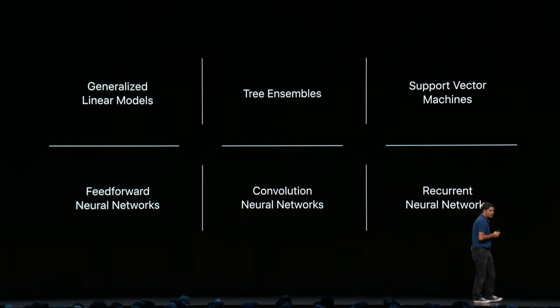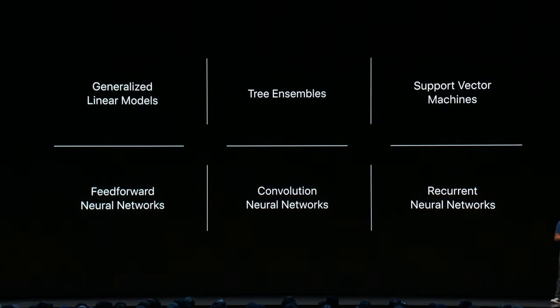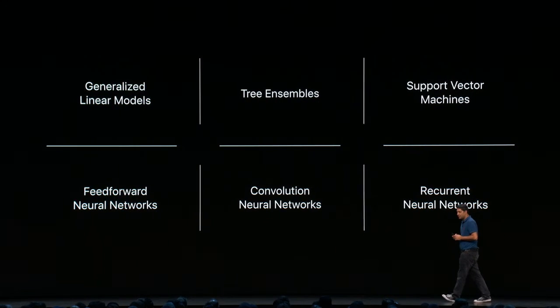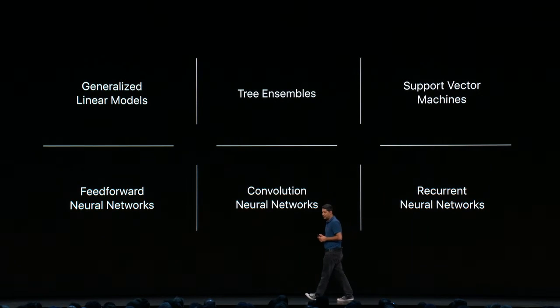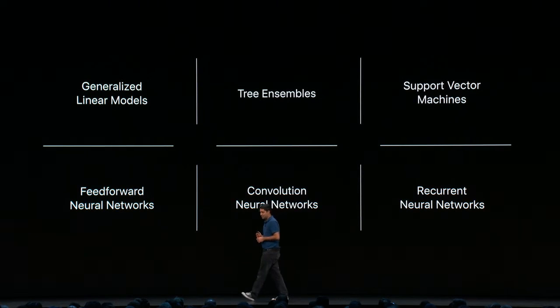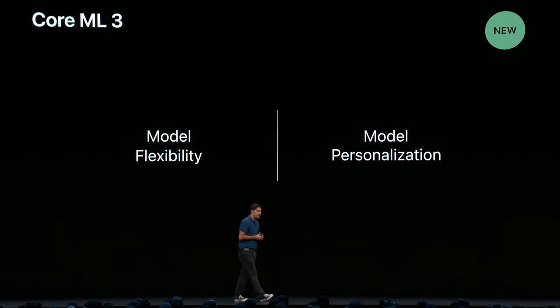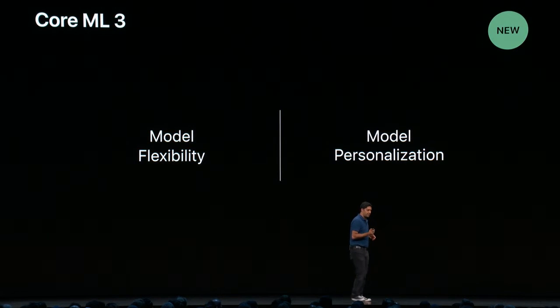CoreML has always supported a wide variety of machine learning models, ranging from classical generalized linear models, tree ensembles, and support vector machines, as well as deep neural networks such as convolutional neural networks and recurrent neural nets. New in CoreML is model flexibility and model personalization. So let's take a look at both of them.